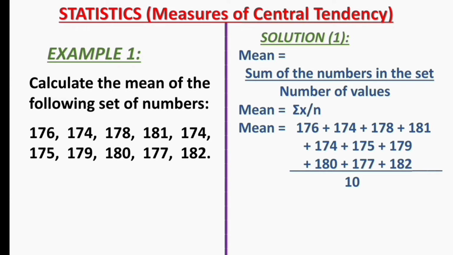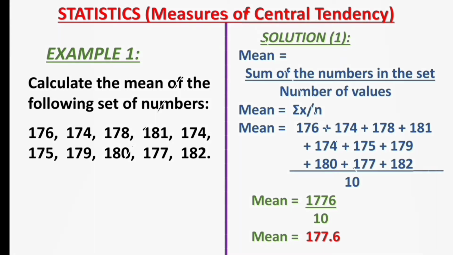To calculate for the mean, we are going to sum or add all the numbers divided by 10 because we have 10 numbers or values in this question. When you complete this calculation, what will be your answer for the mean? Let's see if you are right again. From calculation, talking about addition of all the numbers divided by 10, the mean is equal to 177.6. I hope you got this answer correctly.